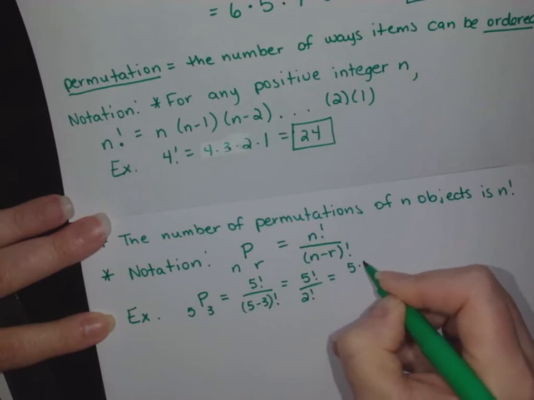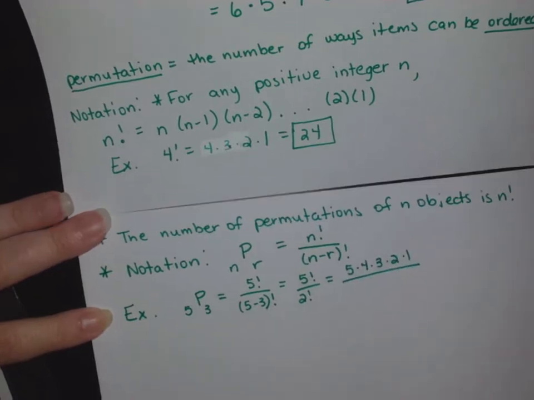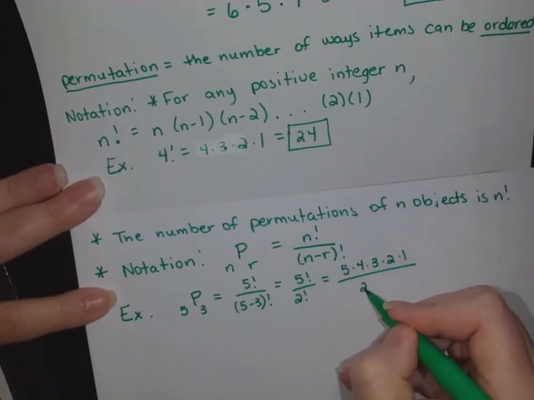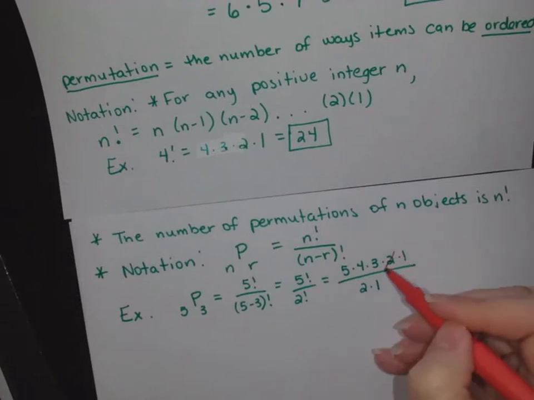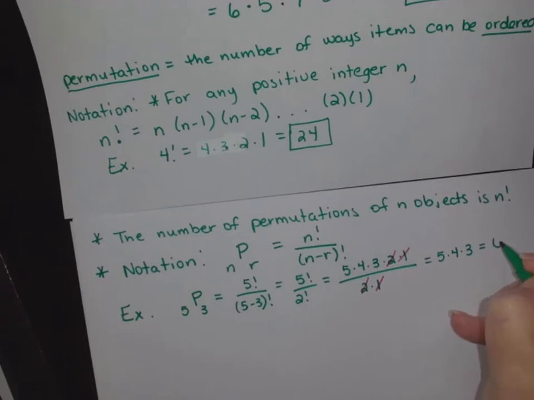So let me show you what's going to happen a lot of times with these formulas we're going to use. Notice 5 factorial is 5, 4, 3, 2, 1, all multiplied by each other. 2 factorial is 2 times 1. And what's going to happen a lot of times is you're going to get a lot of cancellations. Notice the 2 times 1 can go away. So we end up with just 5 times 4 times 3, which is 60.